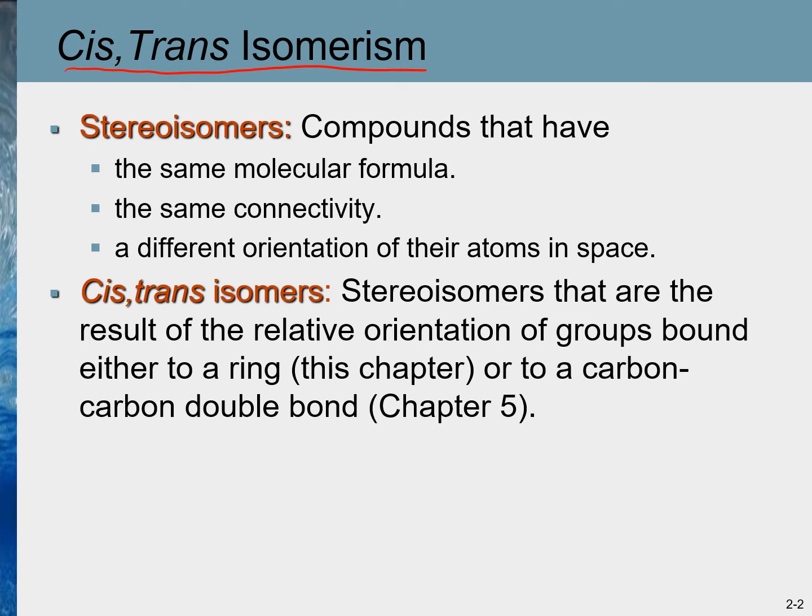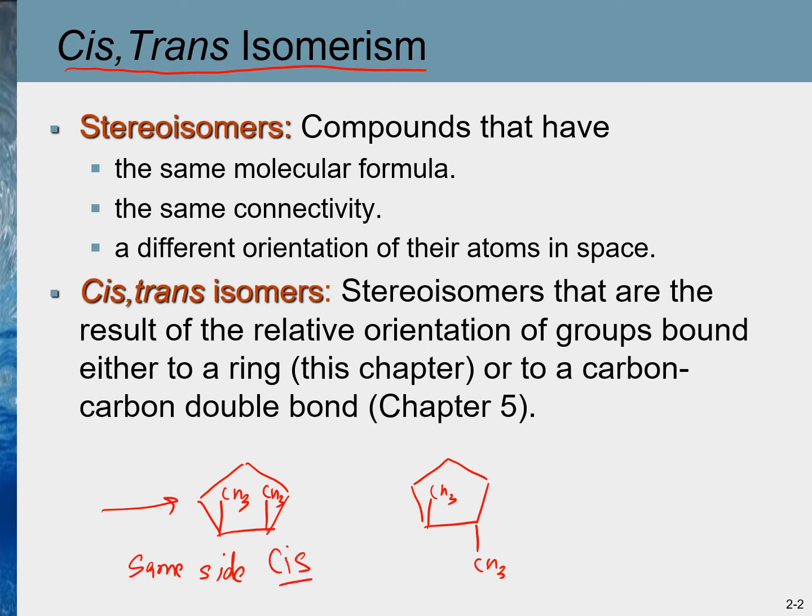To give you a short definition, if we have an example of a ring and both substituents are on the same side, and we have a similar molecule where substituents are on the opposite side. So in this case they are on the same side, above the plane. In this case one is above, the other one is below. So the same side isomer is known as cis isomer, the other one is known as trans isomer.